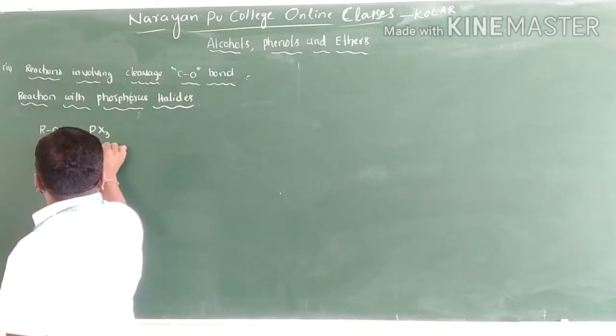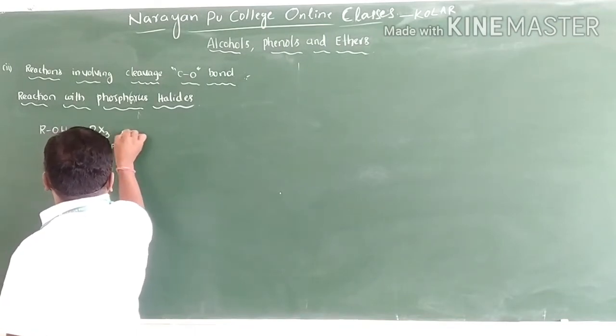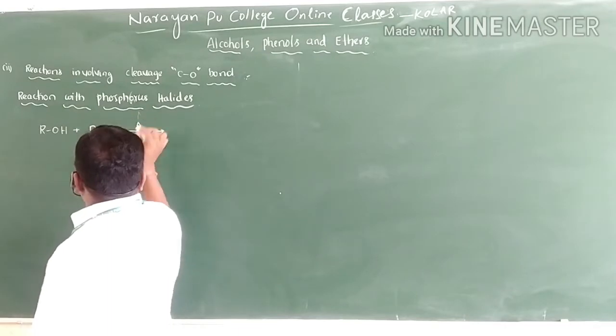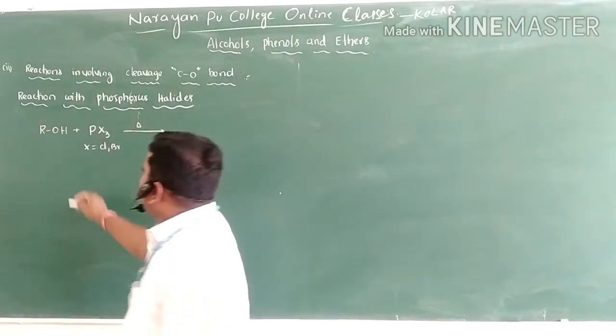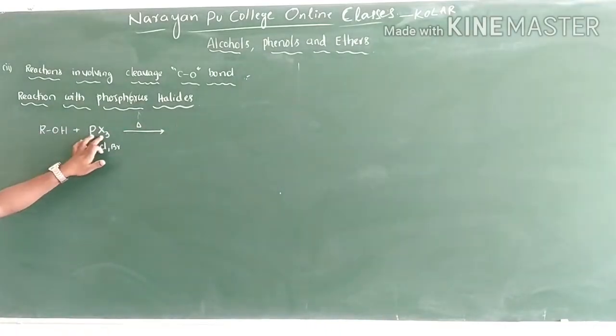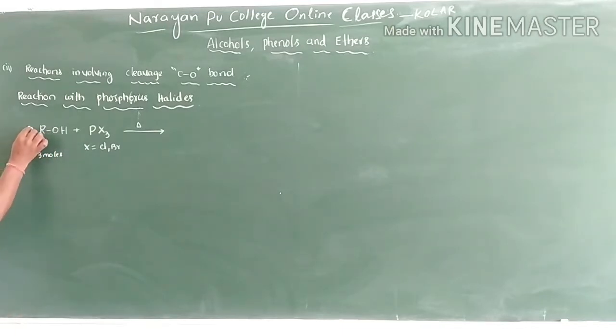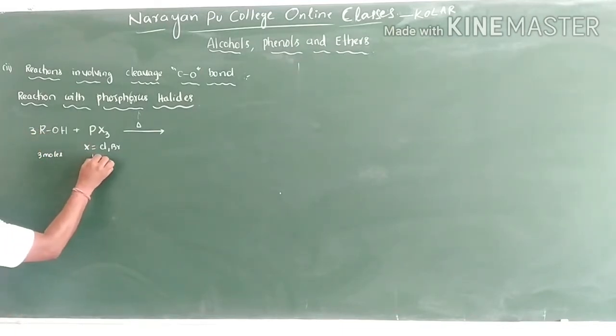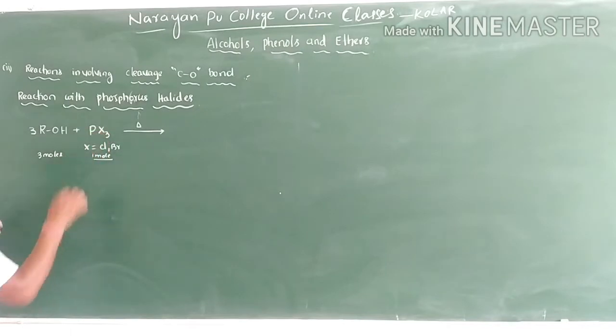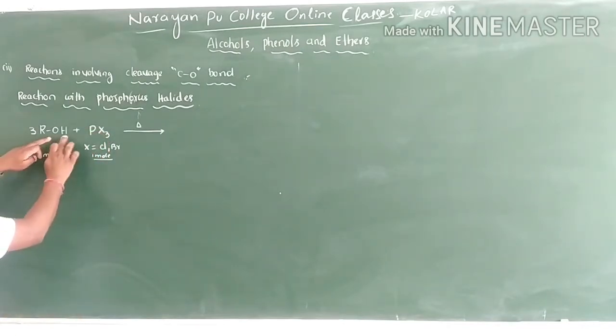X can be chlorine or bromine, and take heat. I already clearly mentioned, whenever alcohol reacts with phosphorus trihalides, you have to take 3 moles of alcohol. How many moles of alcohol? 3 moles, and here it is 1 mole. Then what happens, you see? 3 OH groups are replaced by halides.